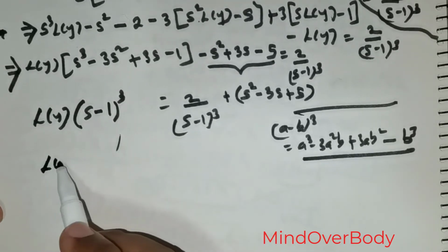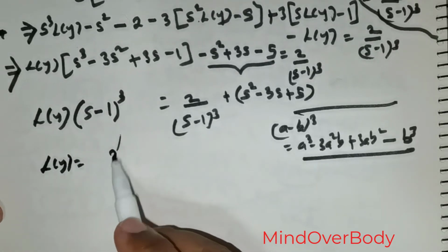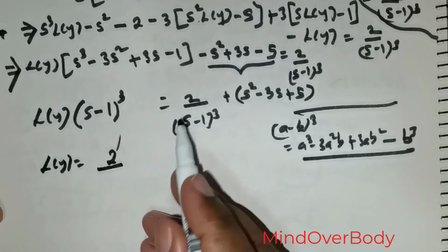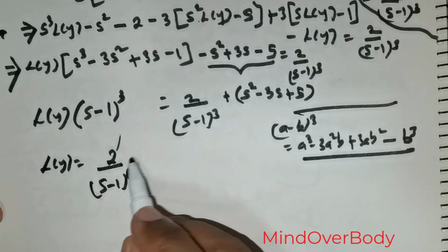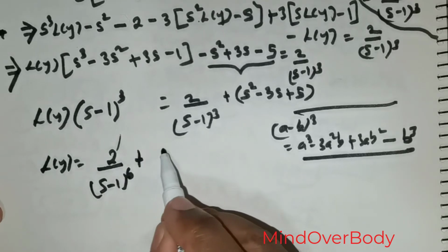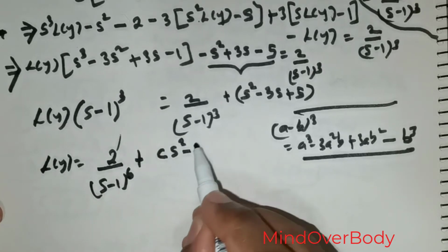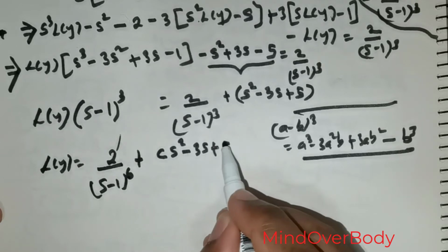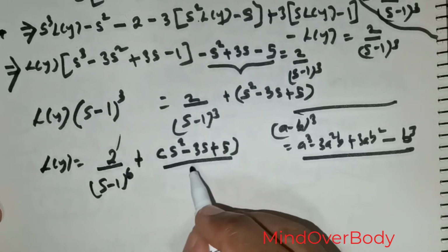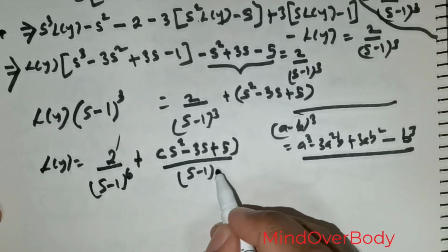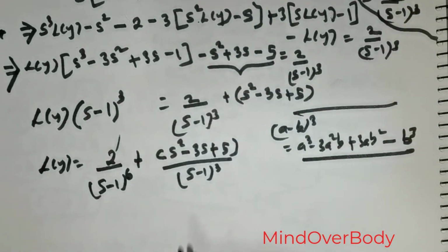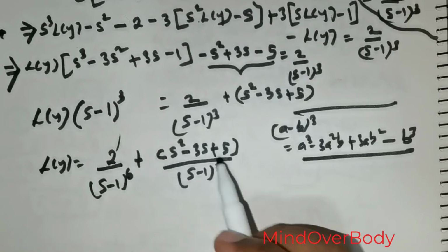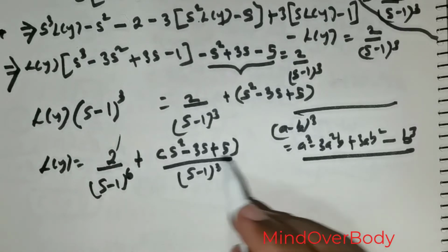So L of y, from here I can rewrite this as 2 divided by (s - 1)^6 plus (s² - 3s + 5) divided by (s - 1)^3. So this is what I've got. So now what we've got to do is some simplification with the quantity over here.